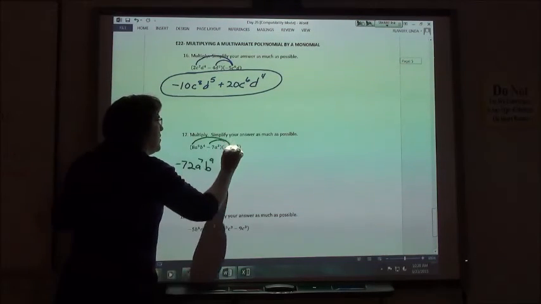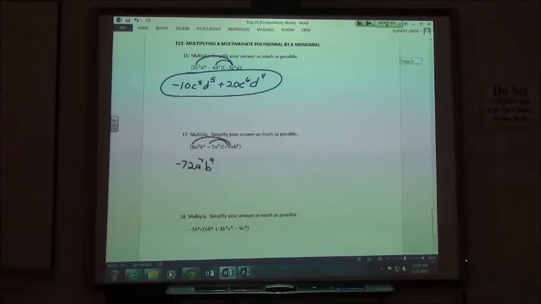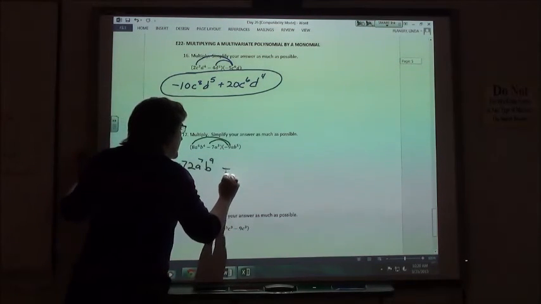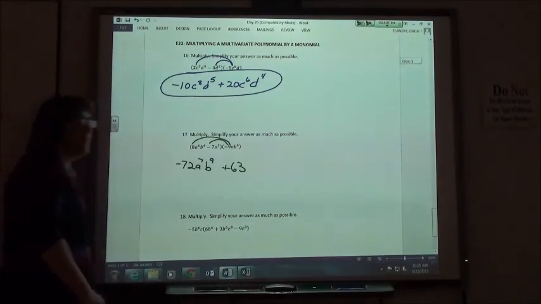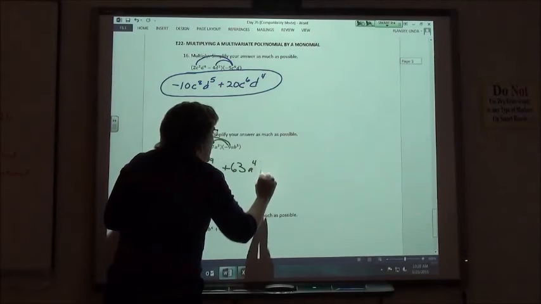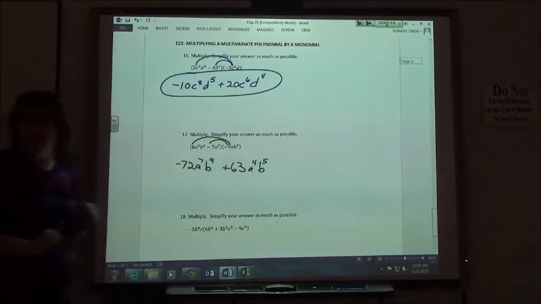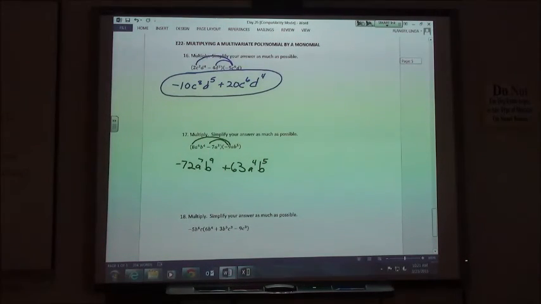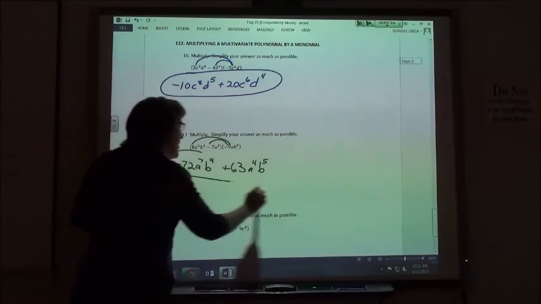And then if I do the second one, negative 7a to the 3rd times negative 9ab to the 5th, I would get positive 63. Make sure you get the plus sign in there. a to the 4th, and the b to the 5th is still there. It doesn't disappear. 0 plus 5 is still 5 of them, right? So that's going to be my answer on that one.